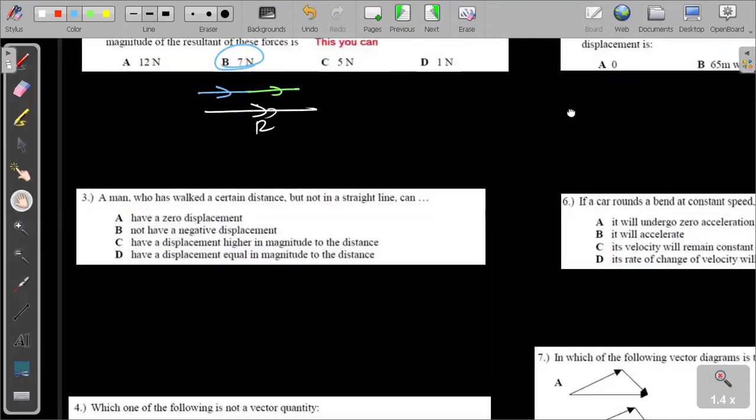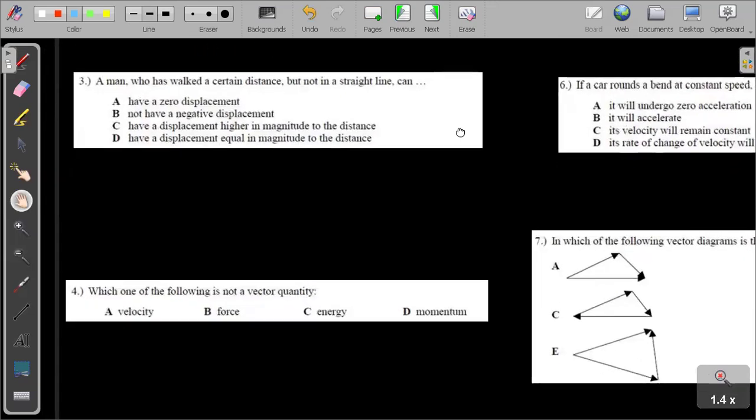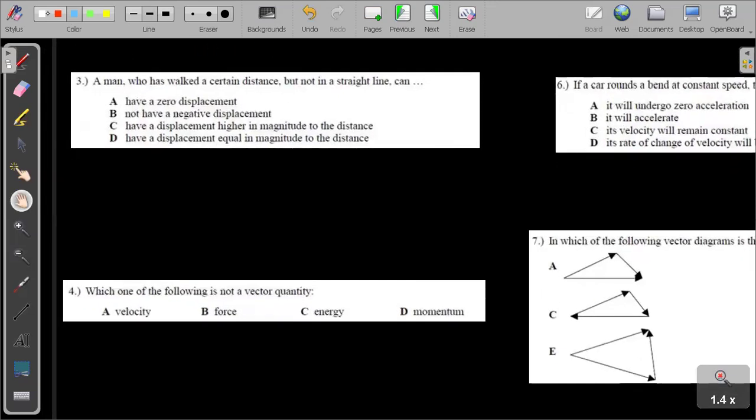Right, the next one. Can a man who walks a certain distance but not in a straight line have zero displacement? Yes, he can have zero displacement. A man who has walked a certain distance but not in a straight line can possibly have zero displacement, but we can't say he can have a negative displacement.